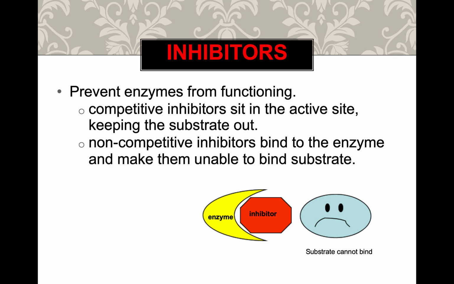Now the second affecting factor is the inhibitors. So it prevents enzymes from functioning, as you can see from the diagram. So you can get two types of inhibitor, competitive and non-competitive. So competitive inhibitors would sit in the active site, okay? The binding site or the active site, mostly is the active site.